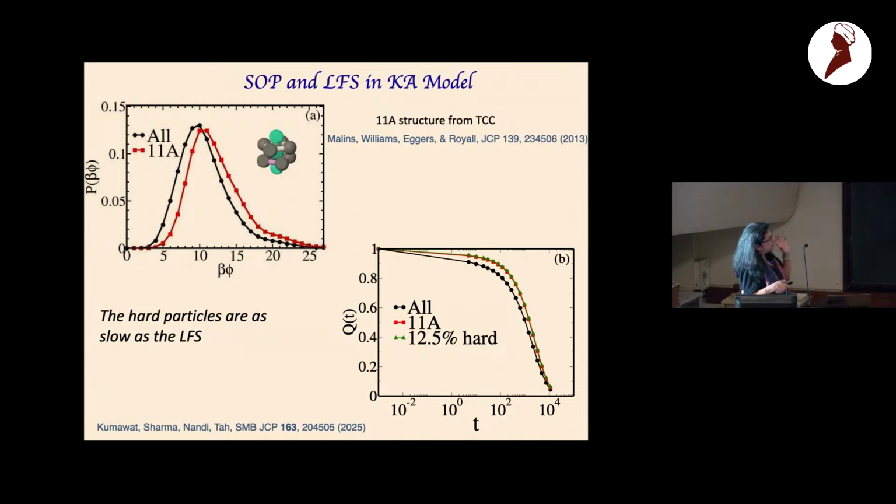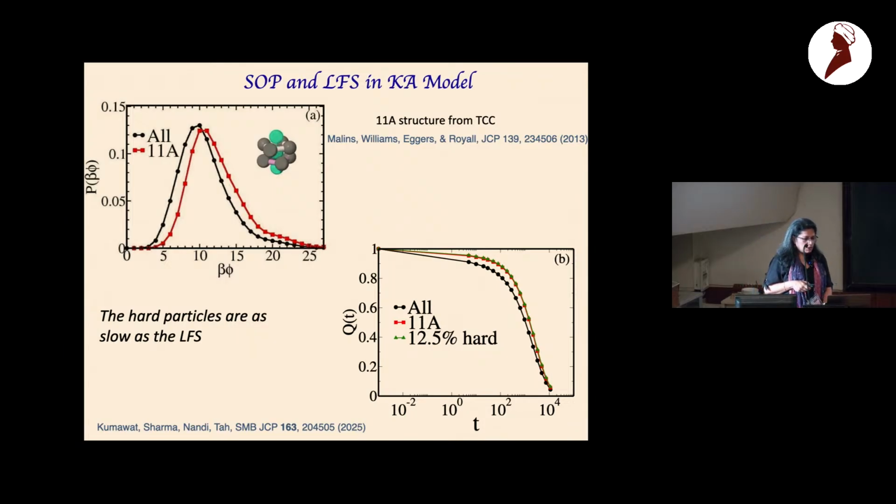We were looking at the dynamics of the particles which are in this 11A structure. They were 12% of the total number of particles, so we also picked up the 12% hardest particles here and looked at the dynamics. So they are equally slow. The particles in the LFS might not be the hardest particles, but if I pick up the hardest particles, they are as slow as those predicted by the locally preferred structure.